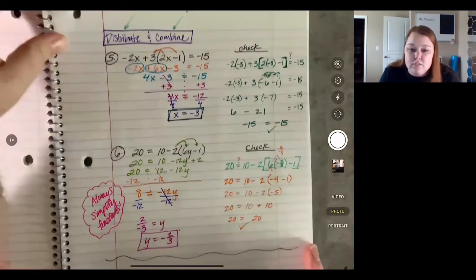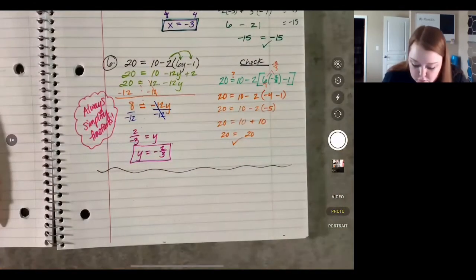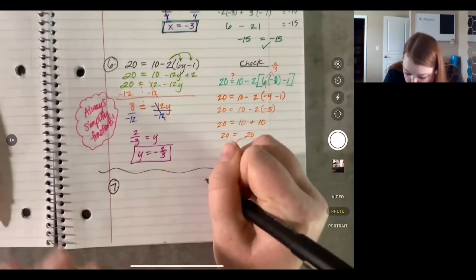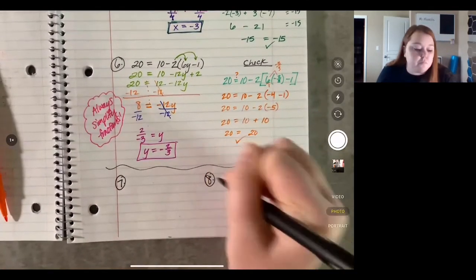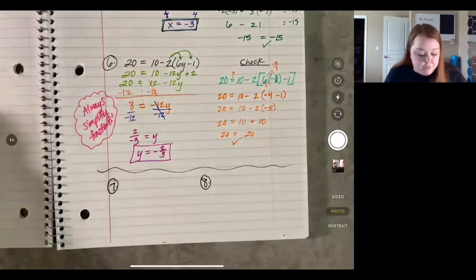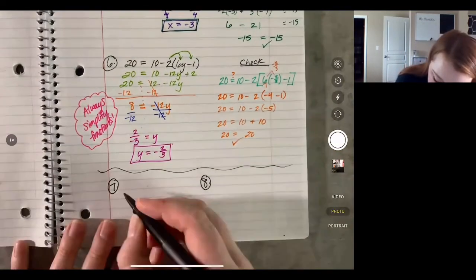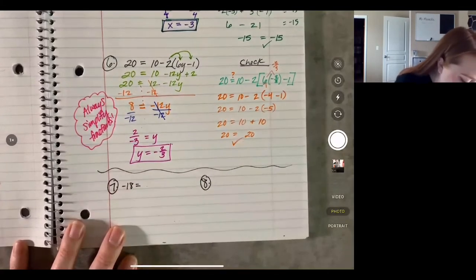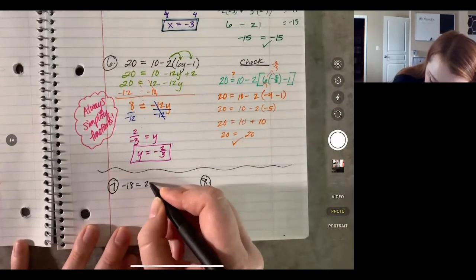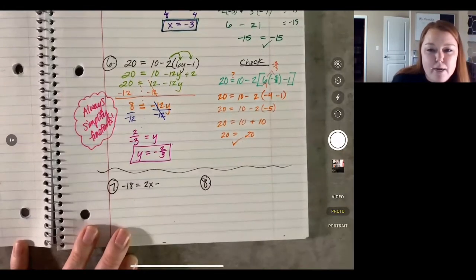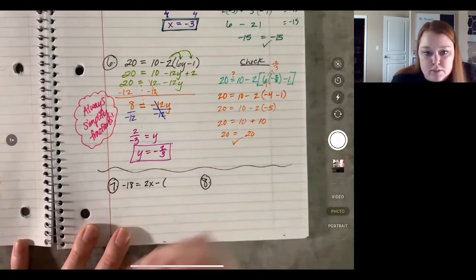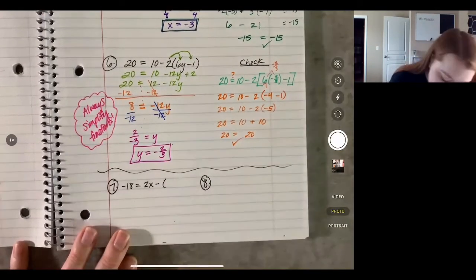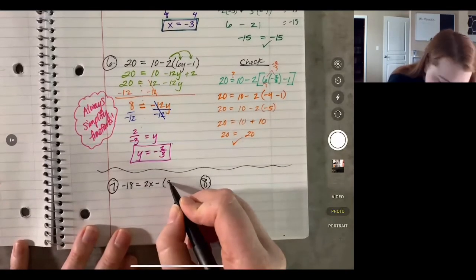Okay, so it is now the time where you get to practice on your own, and I'm just going to give you 2 equations to solve. Here are your 2 equations. Number 7: negative 18 equals 2x minus, and that minus sign is right next to a set of parentheses, so remember what that means. So negative 1 is being multiplied by what's inside your parentheses, which is 3x plus 4.